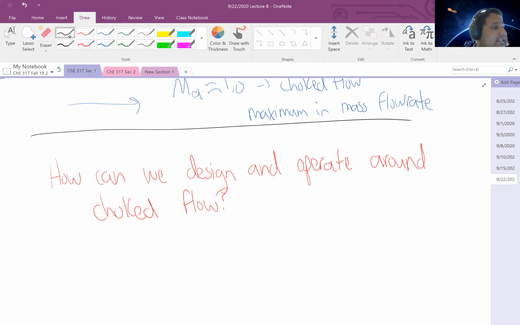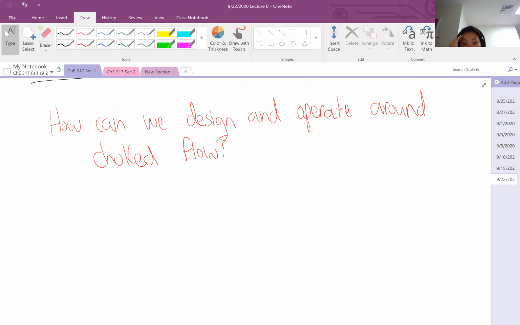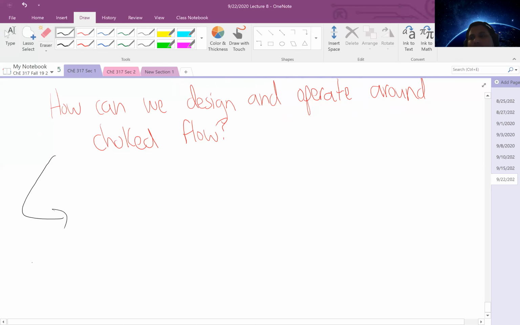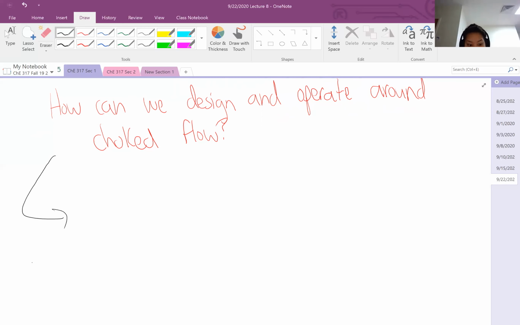Any thoughts or ideas? I guess we could find the minimum required pressure ratio to use. I'm just thinking in terms of economics. However much money it costs to make that pressure ratio, we can figure out the least amount of money we could expend by finding the lowest pressure ratio required to get up to that maximum mass flow rate.